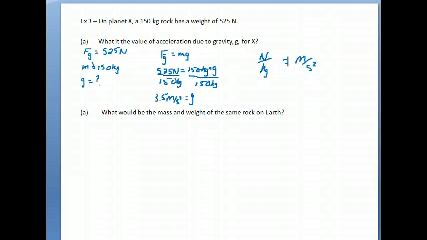And B, what would be the mass and weight of the same rock on Earth? We'll give you a moment to solve that. Okay, next. So mass, remember, is a constant. Mass doesn't change. It's the amount of stuff that actually makes up an object. It's weight that changes. So since mass is a constant, the mass of that rock is 150 kilograms. But what weight will that rock have on Earth?